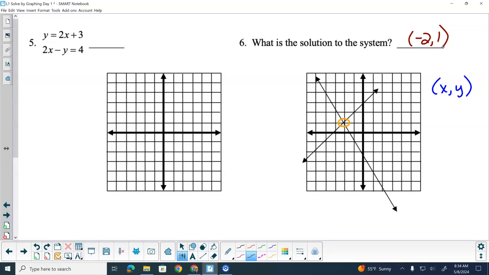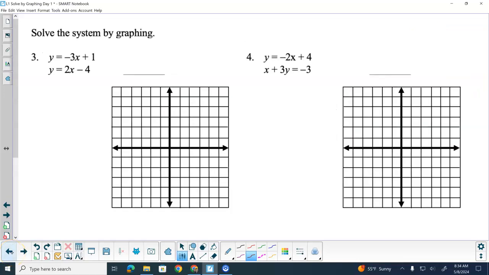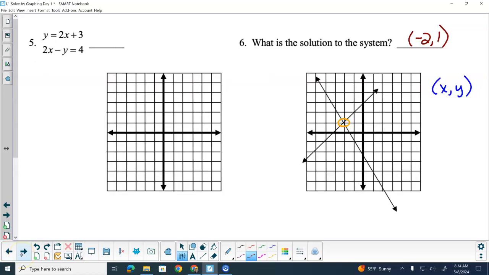Okay? Now, let's jump back to, actually, we can save number 5. That way we don't have to jump back. We'll stay with number 5. We have to graph both of those lines on the same graph. Okay? So let's deal with the first one first. Okay? So this one right here.